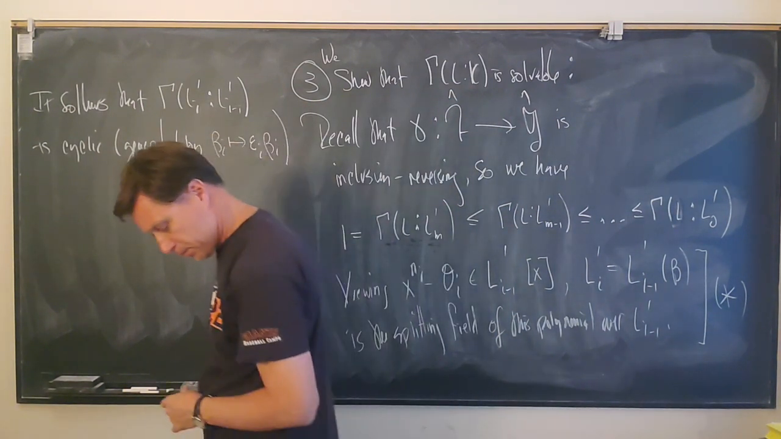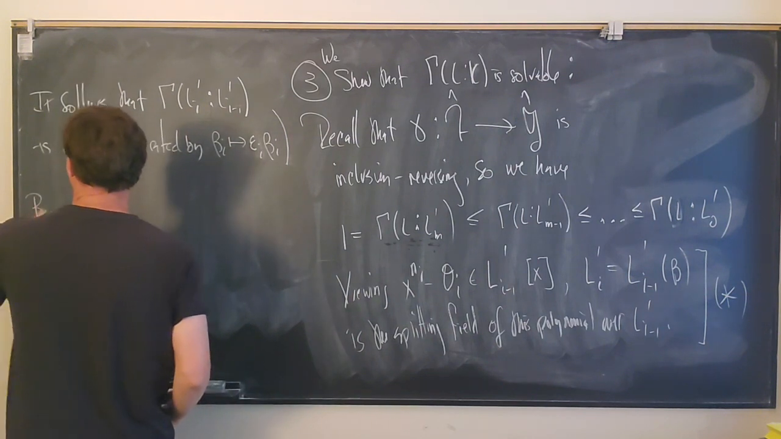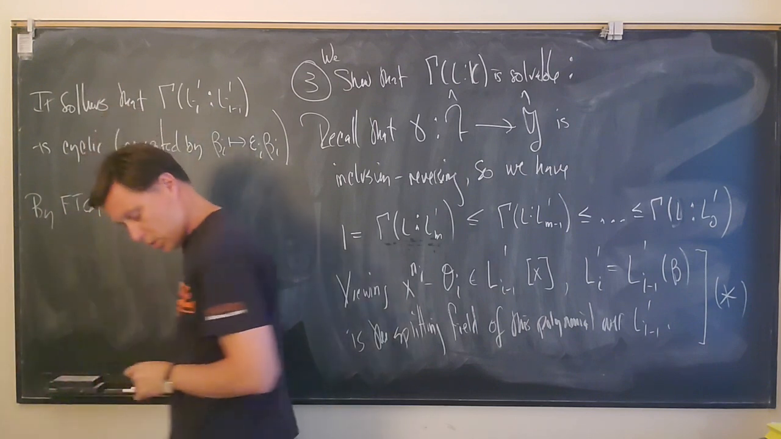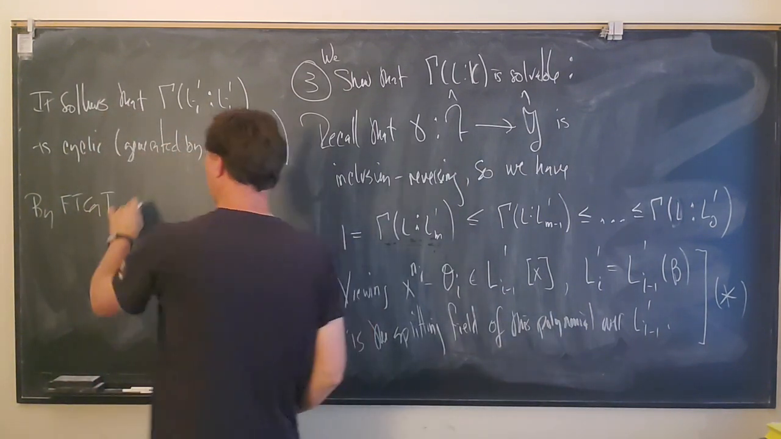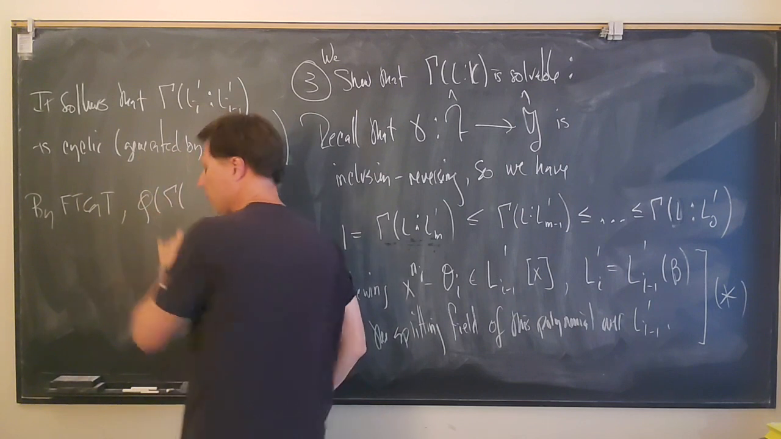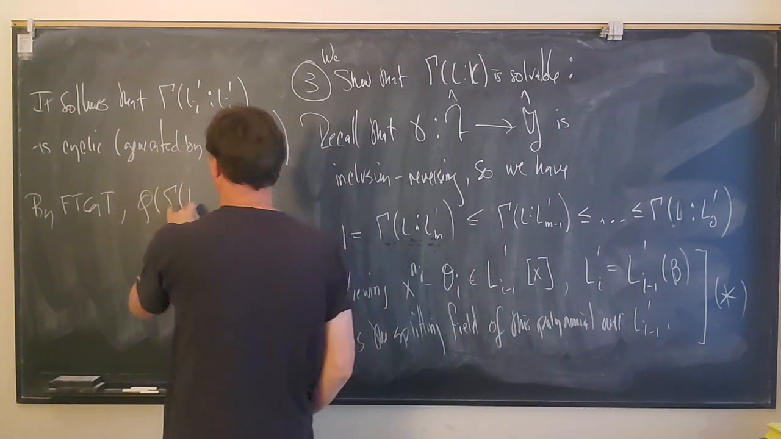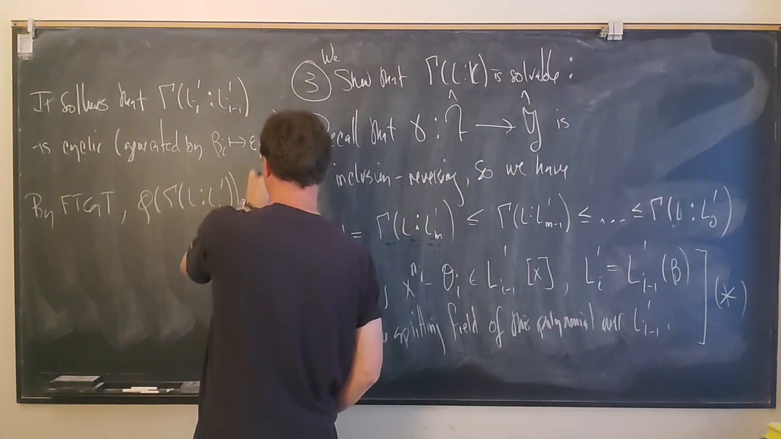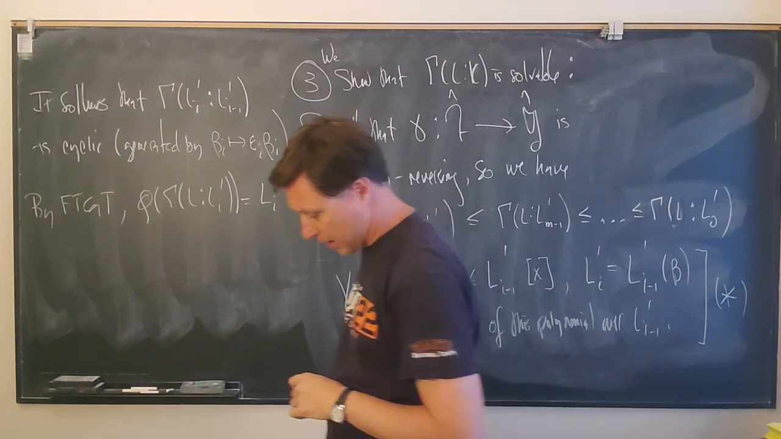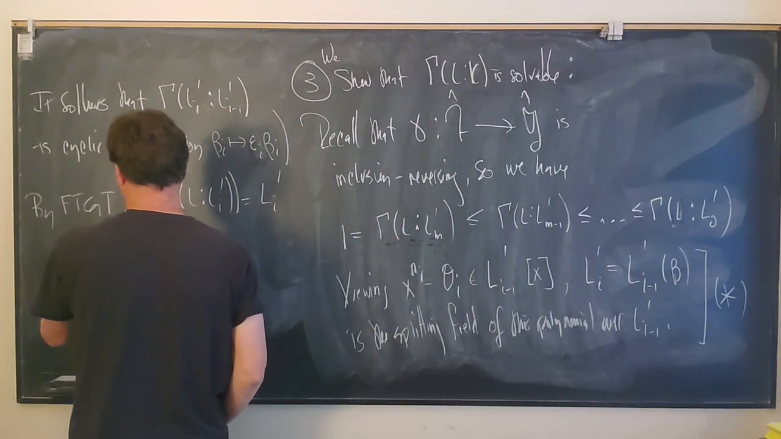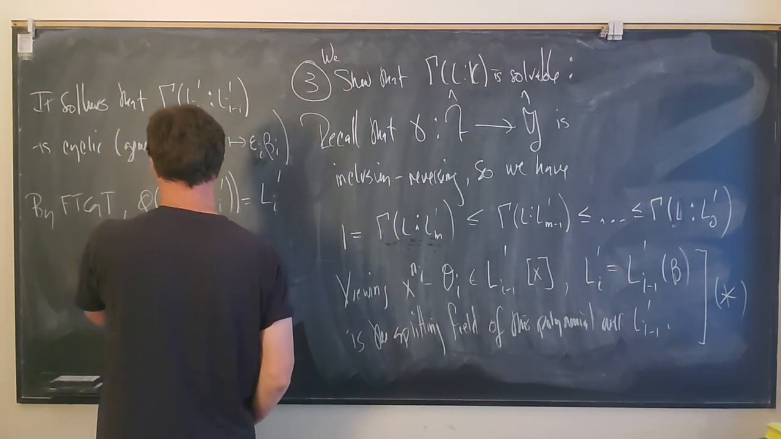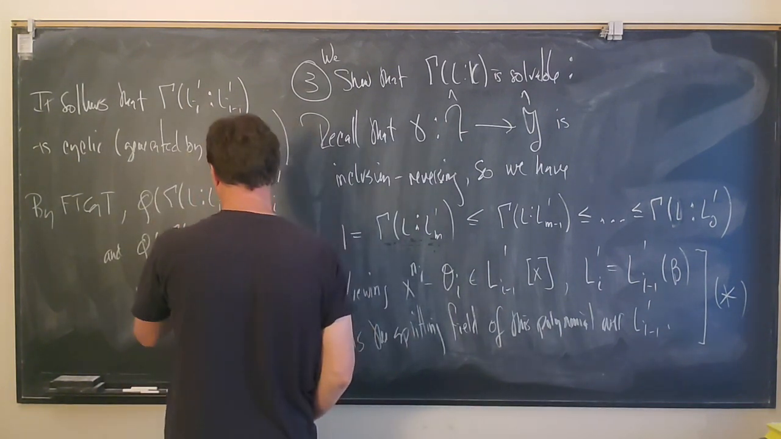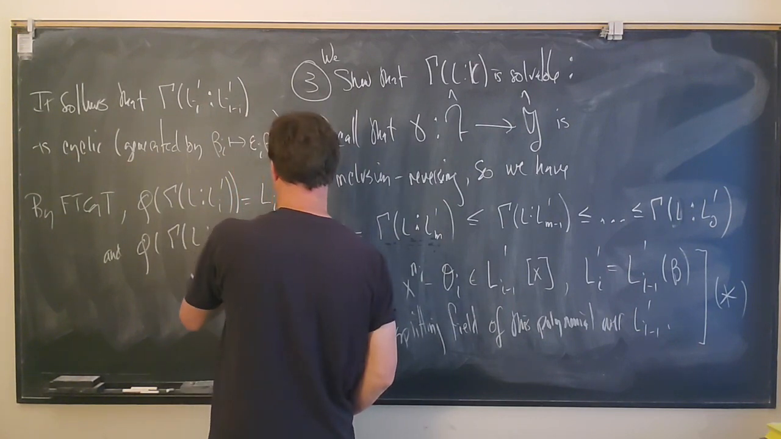Okay, so now by the fundamental theorem of Galois theory, phi of gamma of L over L sub i prime is equal to L sub i prime, and phi of gamma of L over L sub i minus 1 prime equals L sub i minus 1 prime.